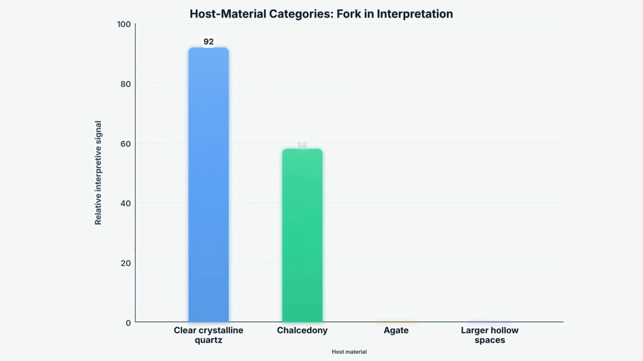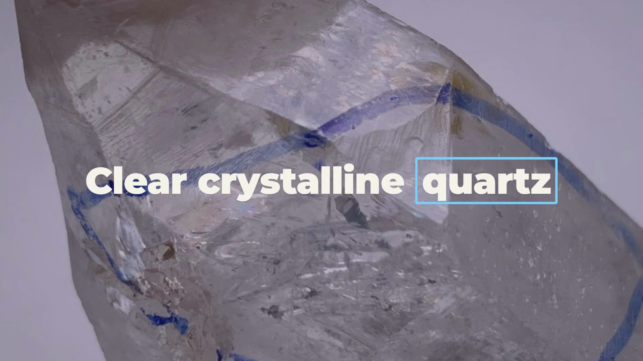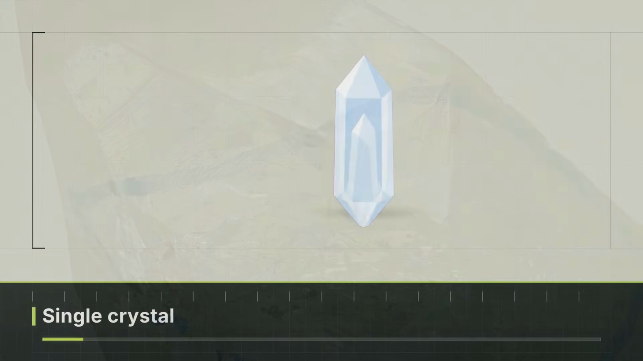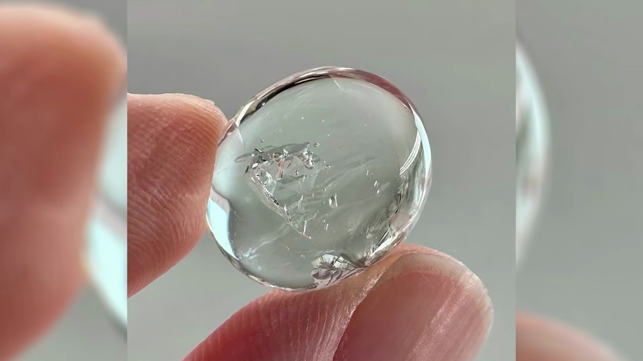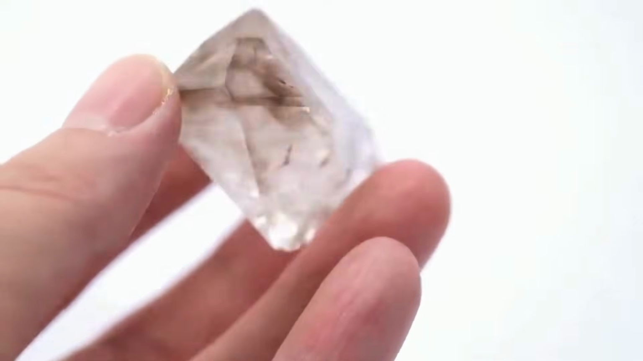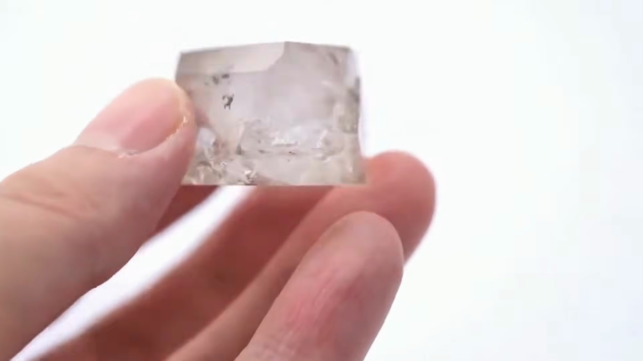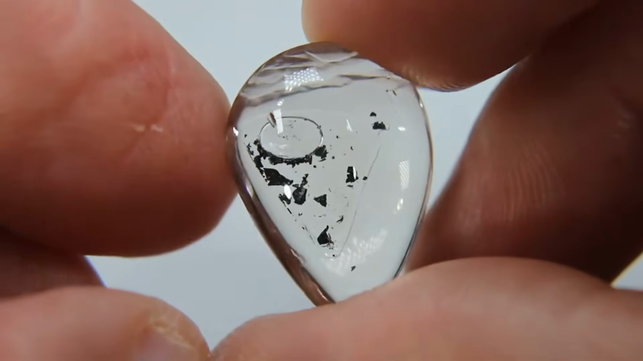Host material creates another major fork. Clear crystalline quartz can contain a small cavity enclosed within one larger crystal structure. Chalcedony and agate are different. They are built from masses of extremely small quartz crystals, creating a microcrystalline texture around a larger hollow space. Gemologists usually use the word enhydro for a hollow chalcedony nodule or geode that contains liquid, although sellers also use enhydro quartz for clear quartz with a visible fluid cavity.